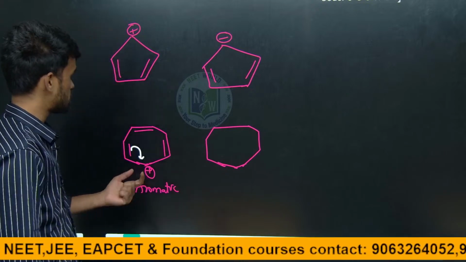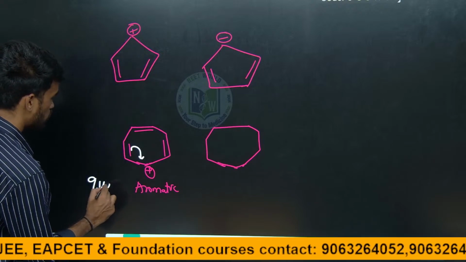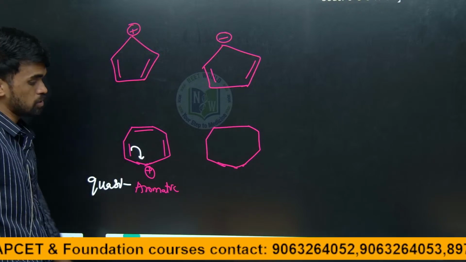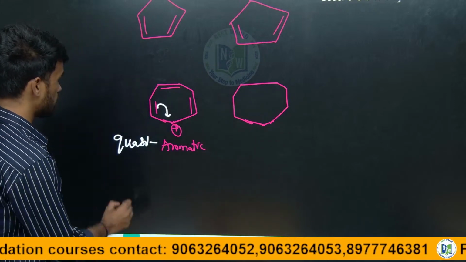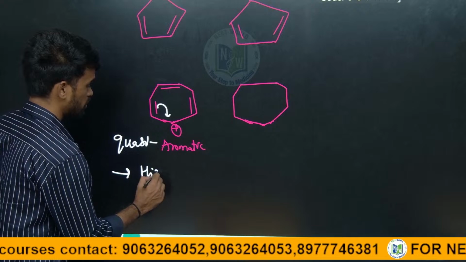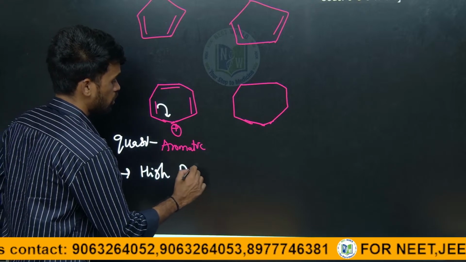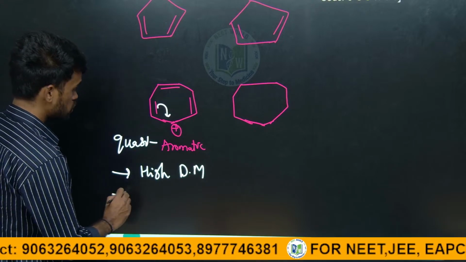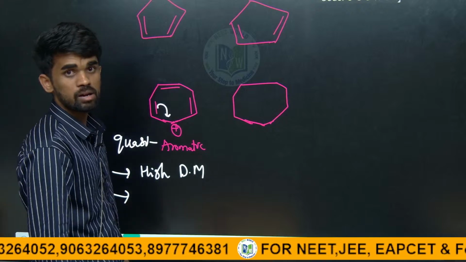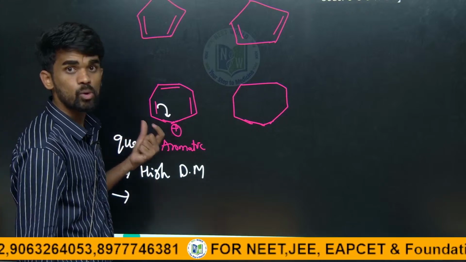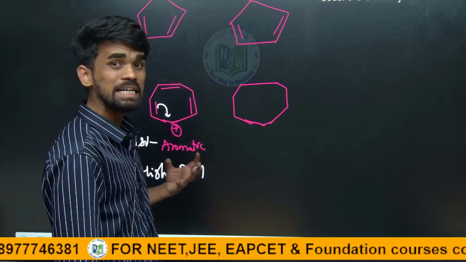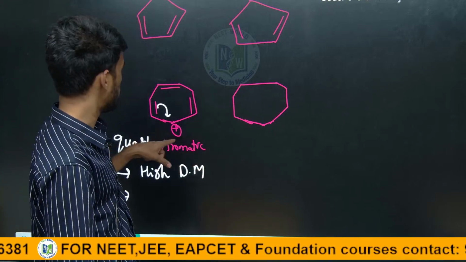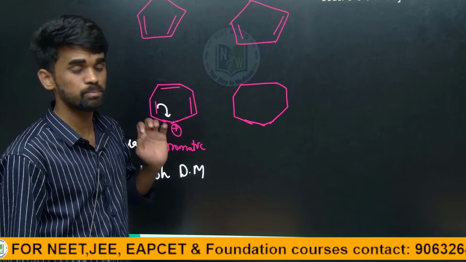Now, when these quasi aromatic compounds are there, these are charged, therefore these molecules have a high dipole moment, okay, and they are soluble in polar solvent. What I am saying, they are soluble in polar solvent. And one more thing is, we can say they have high melting and boiling points because of their polar nature.